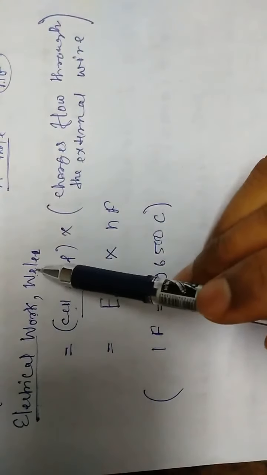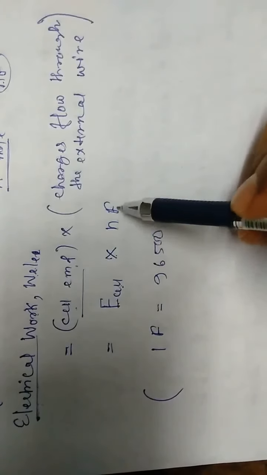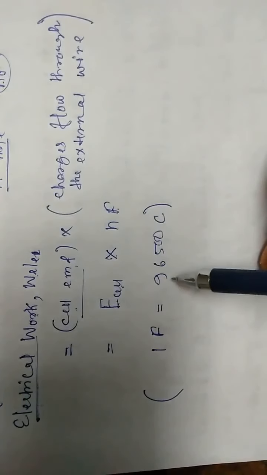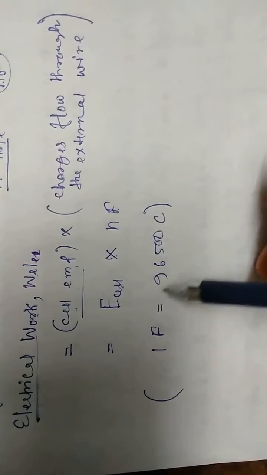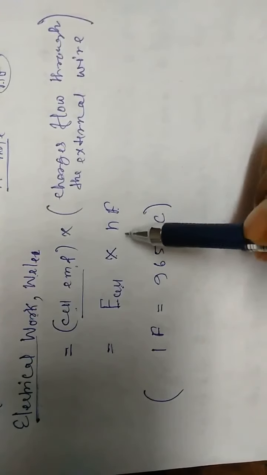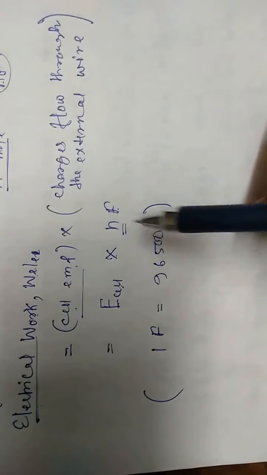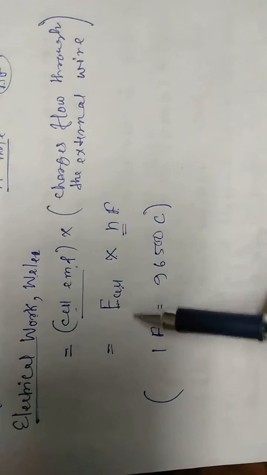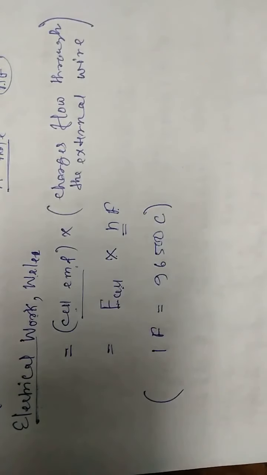So W electrical equal to, then we have E cell, cell potential E cell into n into F. What is F? F is the Faraday's constant. 1 Faraday equal to how many? 96500 Coulomb. Then 2 Faraday equal to 2 into 96500 Coulomb. What is small n here? Small n represents the number of moles of electrons flowing through the external wire. And E cell is the cell potential. Cell potential for an electrochemical cell we can determine with the help of Nernst equation.